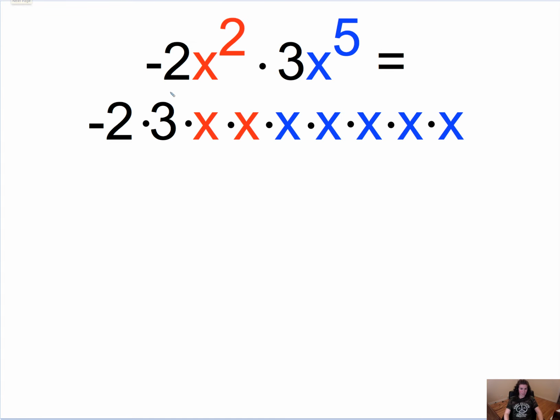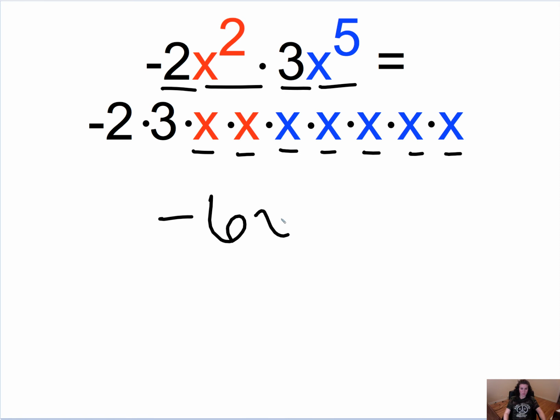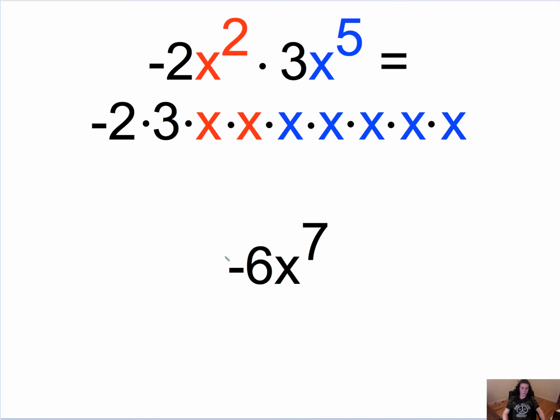What we really have is -2 times 3. Then we've got x squared, which would be x times x. And then we've got x to the 5th, which is x times itself 5 times: 1, 2, 3, 4, 5. So when I'm solving this, what I want to do is multiply that -2 times 3, which would be -6. And then I want to count up all my x's. So it's x to the 7th power. Again, you don't have to count them all out. You could just add 2 plus 5 and you would get 7. So our answer here would be -6x to the 7th power.